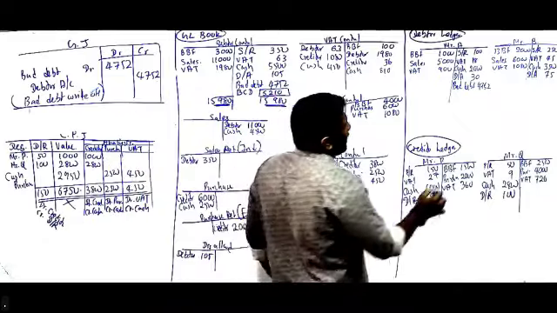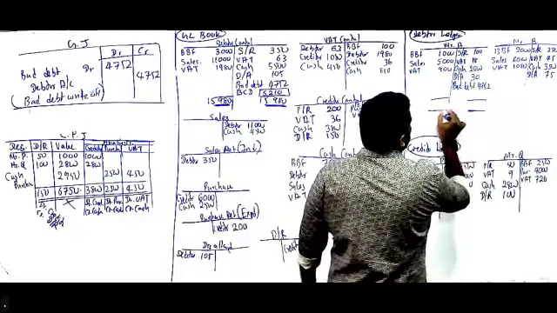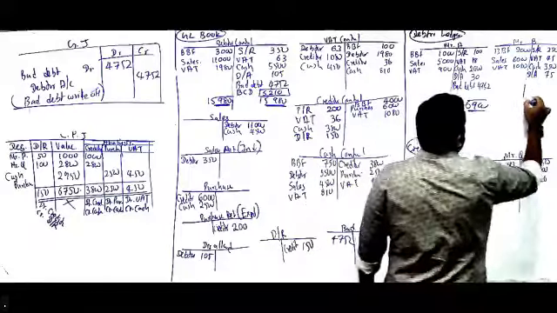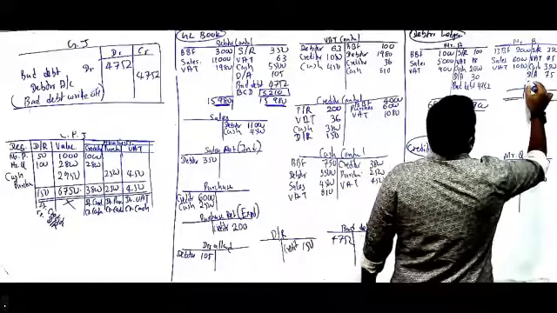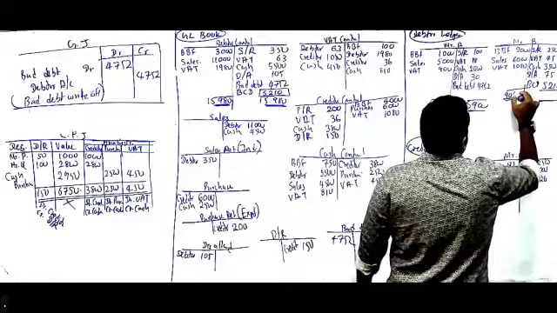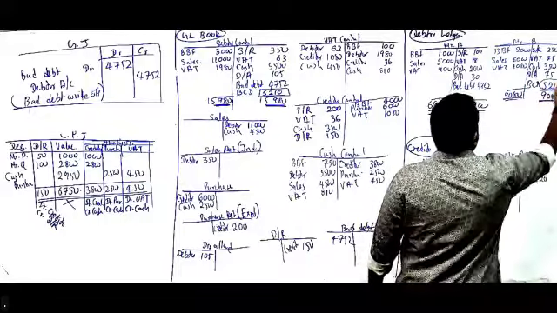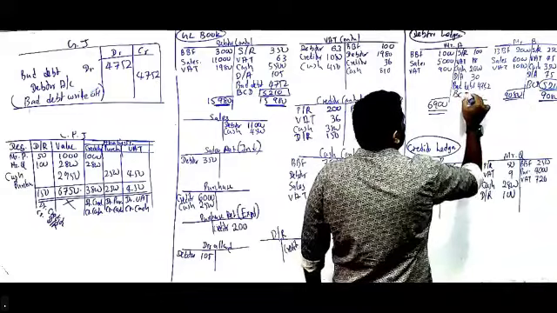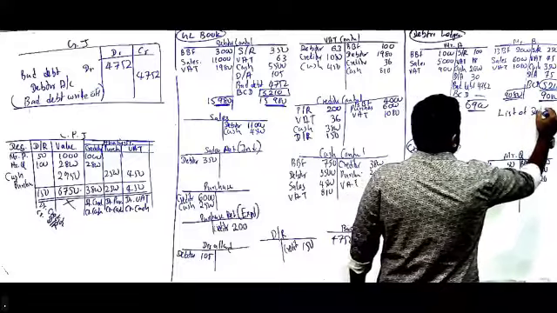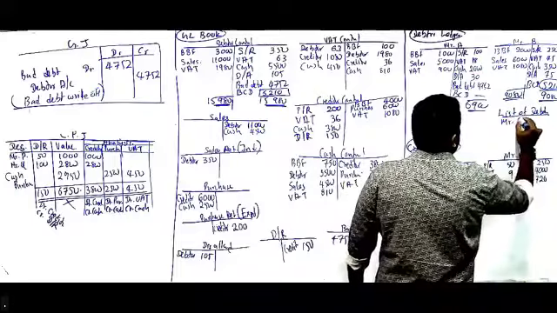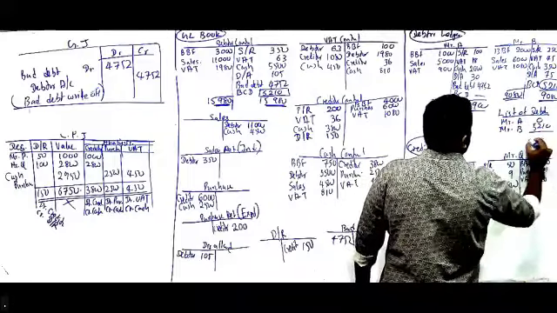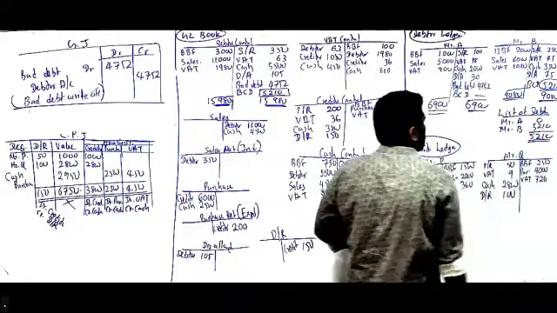Now balance Mr. A's account and Mr. B's account. Mr. A 6,900. Mr. B: BCD 5210, 8,000, 9080. So the list of debtors: Mr. A 0, Mr. B 5210. Total is 5210.